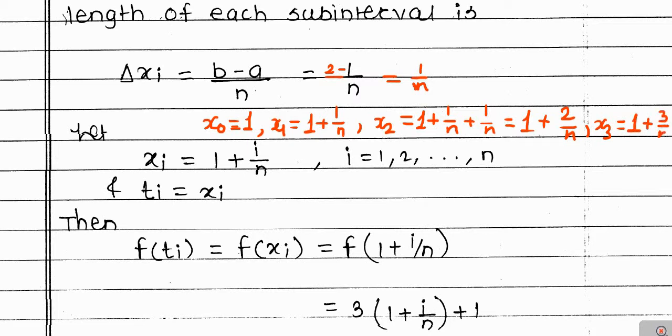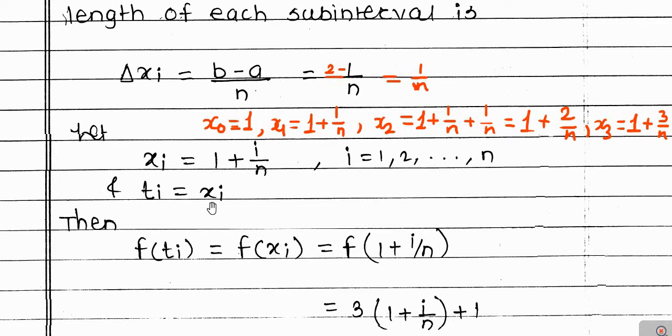And continuing in this manner, we have xn, the last end point, that is equal to 2, which will be actually 1 plus n by n. 1 plus n by n means 1 plus 1, that is equal to 2. So therefore we have xi equal to 1 plus i by n, where i varies from 1 to n, and we will choose ti equal to xi.